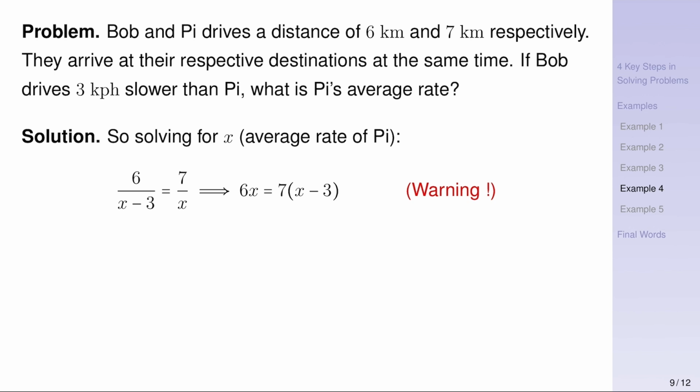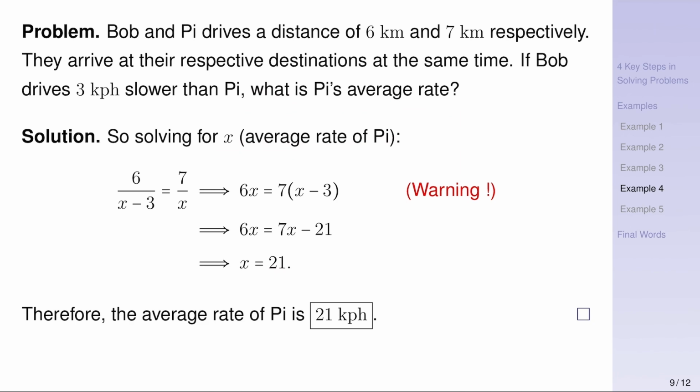From here, let's simplify. Distribute the 7 inside the parentheses to obtain 6x equal to 7x minus 21. Move 7x to the other side to obtain negative x equal to negative 21, and then multiply negative 1 on both sides to obtain x equal to 21. That is actually what we want, since 21 represents the average rate of Pi. So the average rate of Pi is 21 kilometers per hour. Let's move on to the last item.